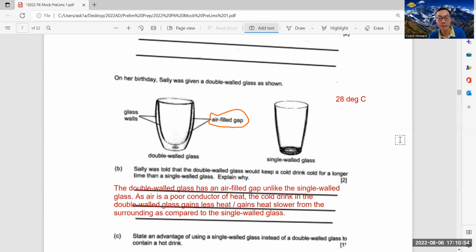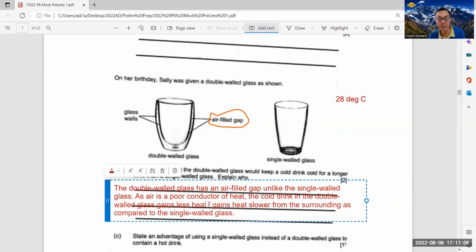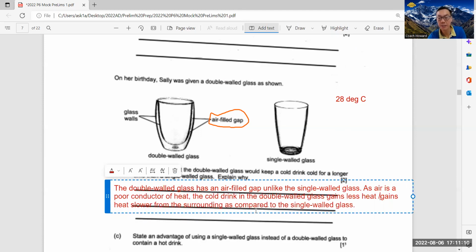Okay. The double glass has an air-filled gap, unlike the single wall. So as air is a poor conductor of heat, the cold drink in the double walled glass gains less heat from the surrounding as compared to the single glass.